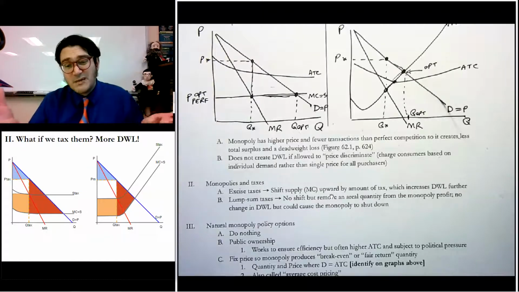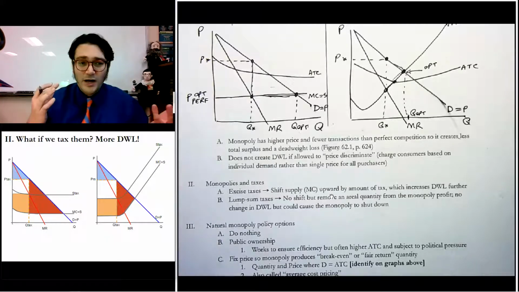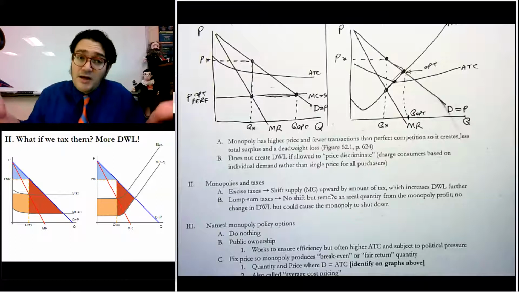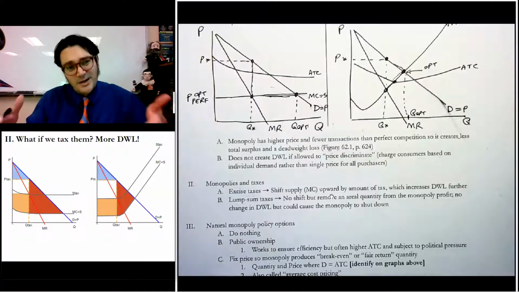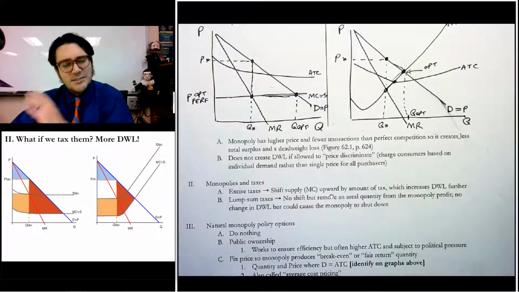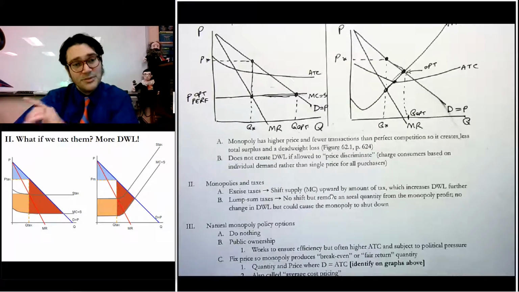We could do a lump sum tax, but that's not going to change any of the quantities. So it's not going to affect the deadweight loss. It's just going to take away the monopoly's profit, which might make you feel better, but it's not going to fix the problem of socially optimal, right? You're not going to be at supply and demand. So we wouldn't recommend taxing monopolies, even though you might be tempted to as a good politician.